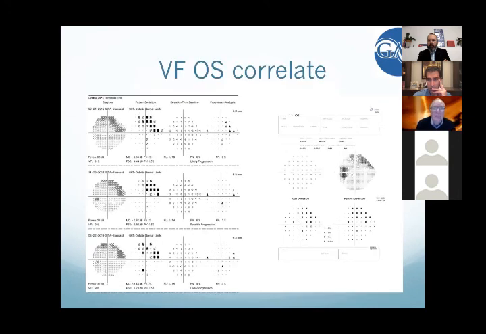But let's look at the left eye. So there's a stable defect in the left eye, kind of a supranasal step, a little bit of compression in the nasal, a little depression of the nasal quadrant as well, and picked up beautifully with the virtual reality platform. The false positives again were 0, false negative 0, 2 out of 4 on the fixation losses, but the total deviation picked it up quite well, and the pattern deviation was really exciting to see.